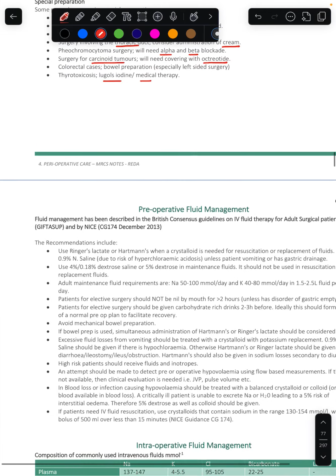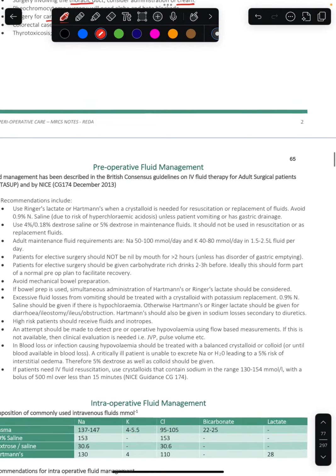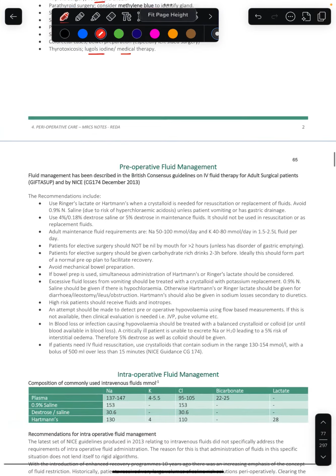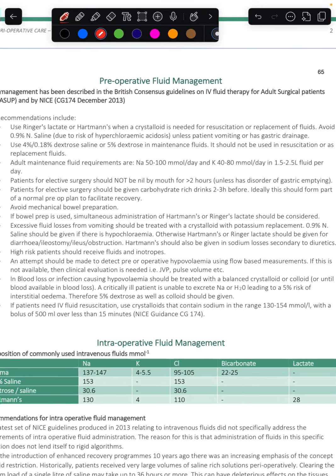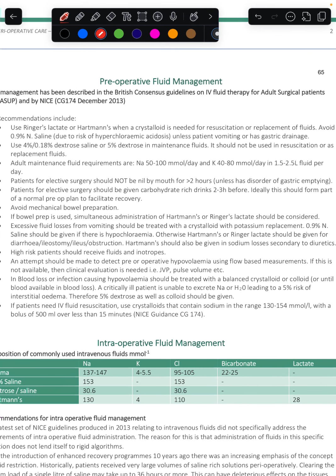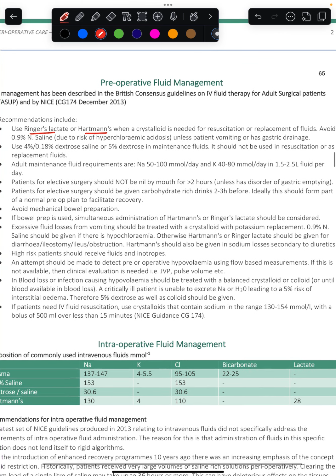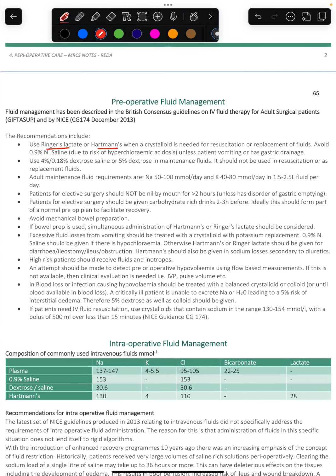Now, pre-operative fluid management, how to do it. Fluid management is described in the British consensus guidelines on IV fluid therapy for adult surgical patients, GIFTASUP, and the NICE guidelines, December 2013. Recommendations say to use Ringer's lactate or Hartmann's when crystalloid is needed for resuscitation. Avoid normal saline because it causes hyperchloremic acidosis, unless the patient is vomiting and gastric drainage is there.